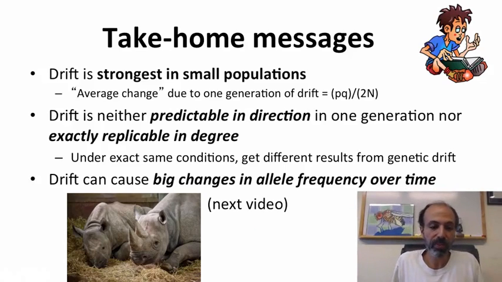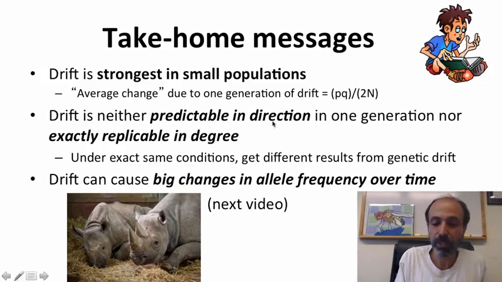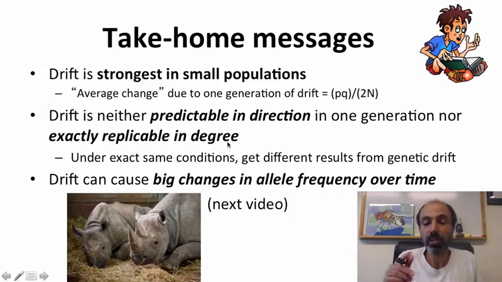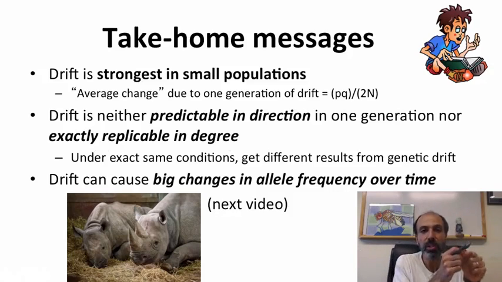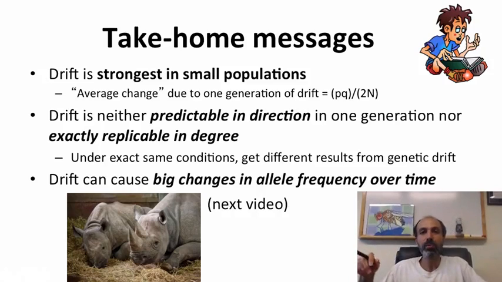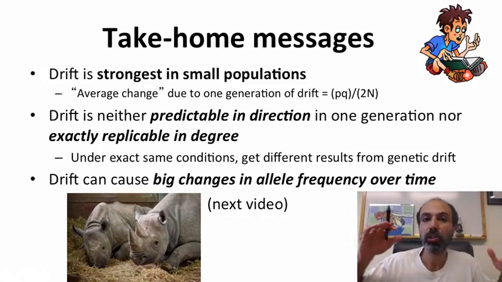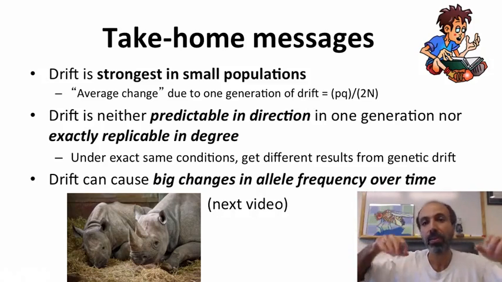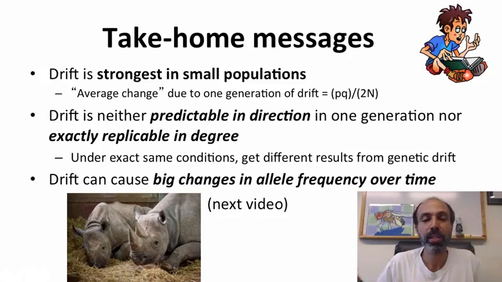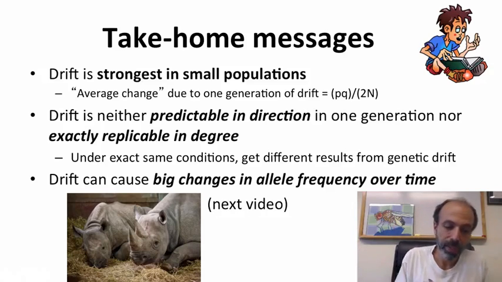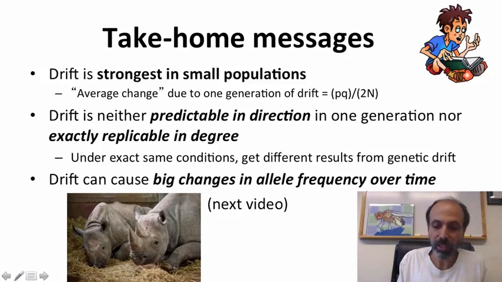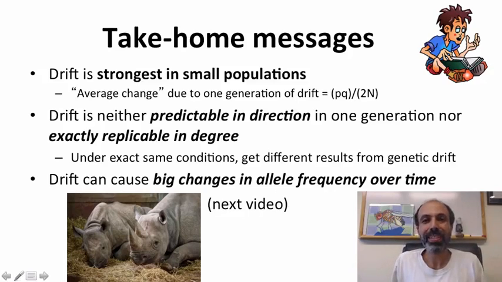So here are the take-home messages from this video. Drift is strongest in small populations. Drift is neither predictable in direction nor exactly replicable in degree in one generation. You saw with all those different populations, even when we started it over and did it again, they didn't all follow the exact same track. They all had the same, on average, change in allele frequency, but since some went up, some went down, some had a little bit more than average, some had a little bit less than average at times, it's not exactly replicable in degree, and it's not predictable in direction in one generation. Very important addendum there. And finally, drift can cause big changes in allele frequency over time. We'll pick up on this in the next video.